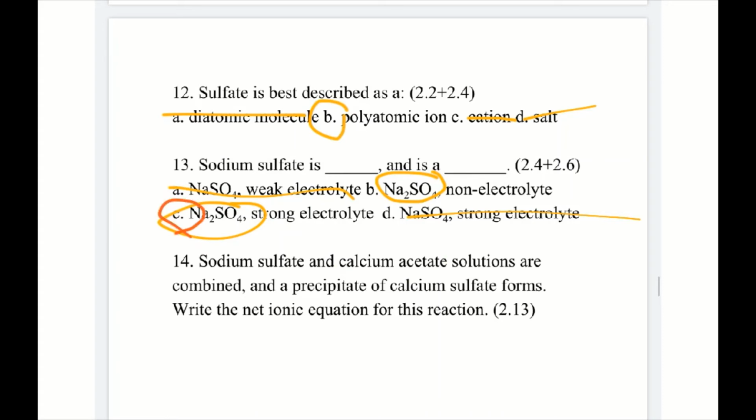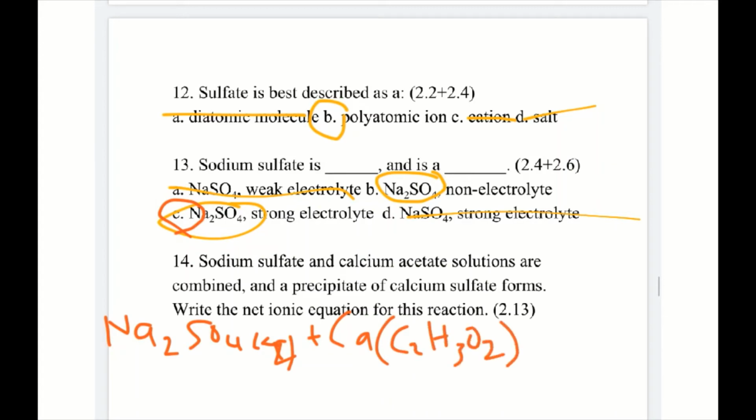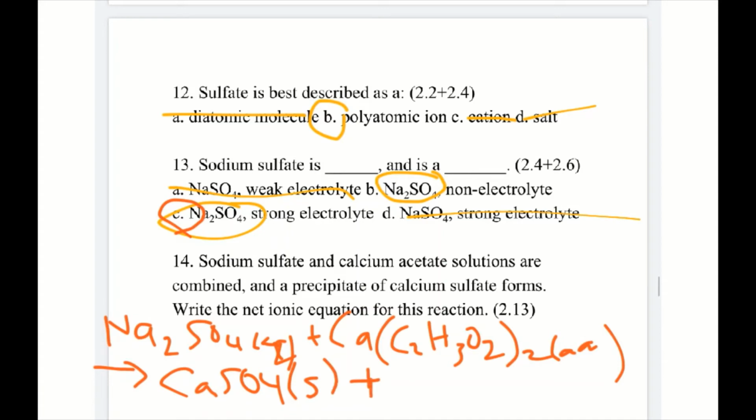Sodium sulfate and calcium acetate solutions are combined and a precipitate of calcium sulfate forms. Write the net ionic equation for this reaction. So let's write sodium sulfate, aqueous, plus calcium acetate. So calcium acetate, this will be 2, and that's aqueous, and they combine to form, well, a precipitate of calcium sulfate. So calcium sulfate, this will be in the solid form, and the final 2 are the ones that we didn't include, which is sodium and acetate.